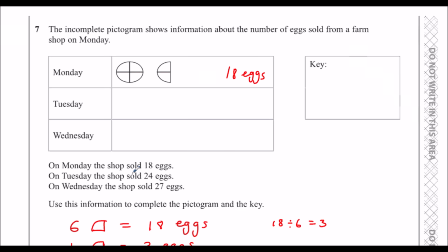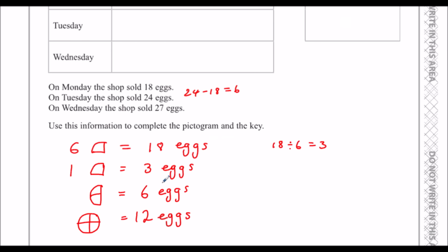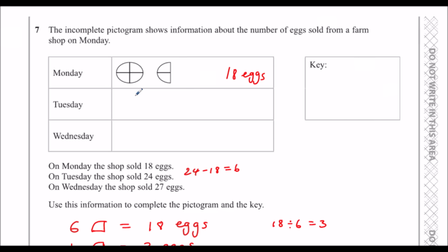On Tuesday, we sold 24 eggs. That's 6 more than Monday, since 24 take away 18 is 6. So we're going to have 6 more, and that's another half. Half is 6 eggs. So another half for Tuesday will make 2 complete circles. So that's 24 eggs.